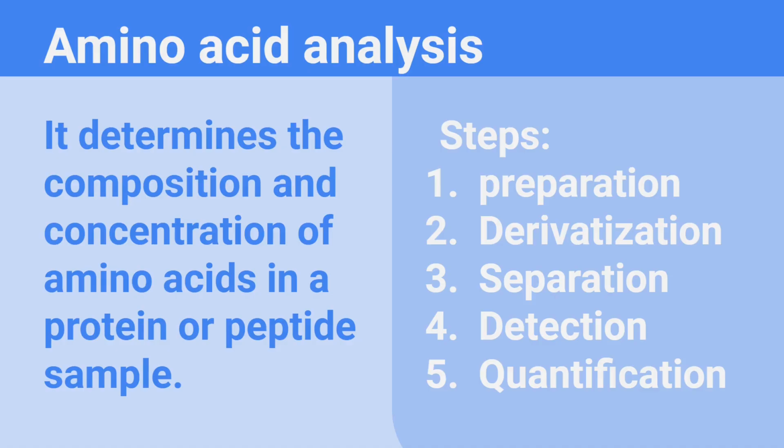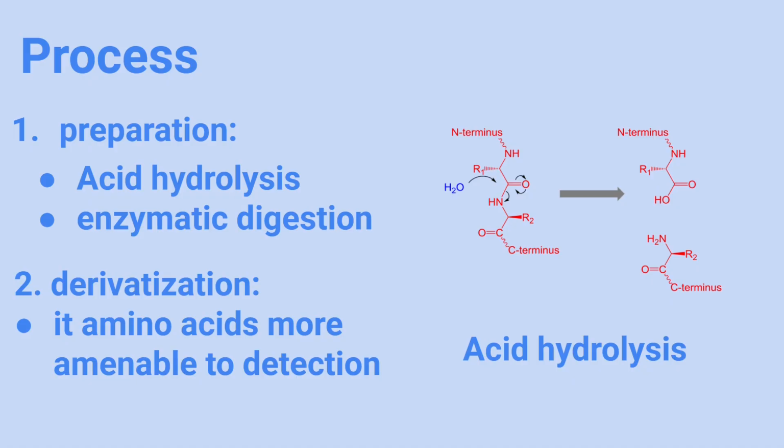Overall, amino acid analysis is a powerful tool for understanding the molecular makeup of proteins and peptides, providing valuable insights into their structure and function. Let's see how amino acid analysis works. The first step involves preparing the protein or peptide sample for analysis.